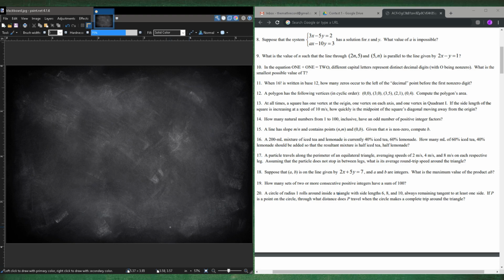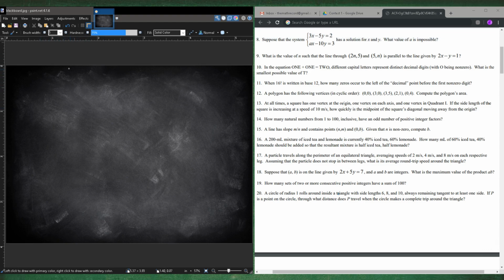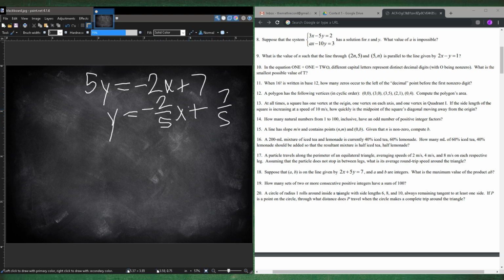Okay. Question 18. Suppose that (a, b) is on the line given by 2x plus 5y equals 7, and a and b are integers. What's the maximum value of the product ab? So let's put this in terms of y. You get 5y is equal to negative 2x plus 7, right? Then you divide by 5 from both sides, so you get negative 2 over 5 x plus 7 over 5.